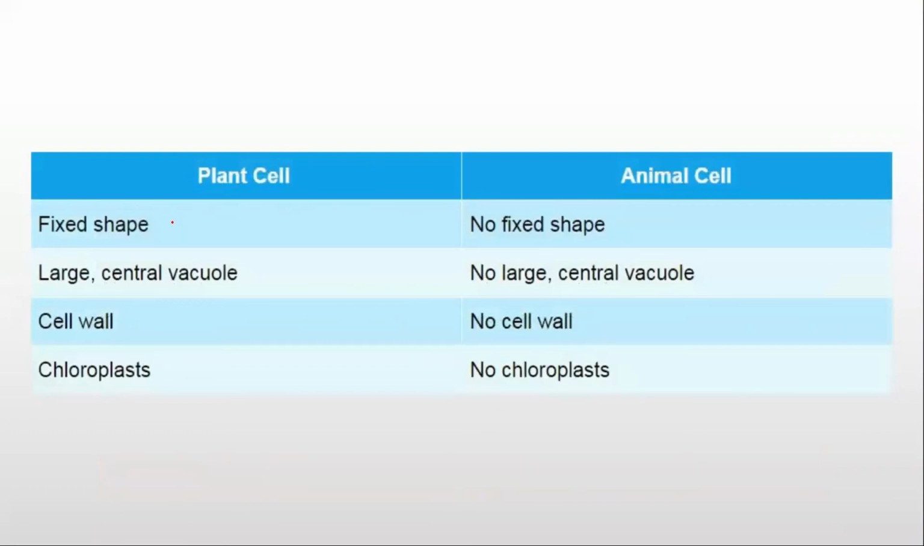Apart from this, here is also a table. Plant cells have a fixed shape, a large central vacuole, a cell wall and chloroplasts, whereas animal cells don't have a fixed shape, no large central vacuole, no cell wall and no chloroplasts. And this is all for today.